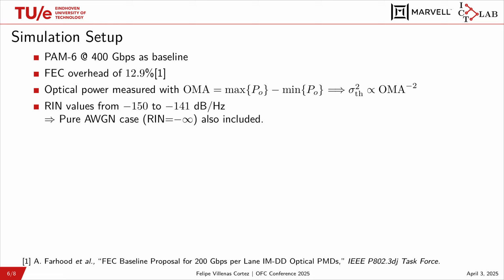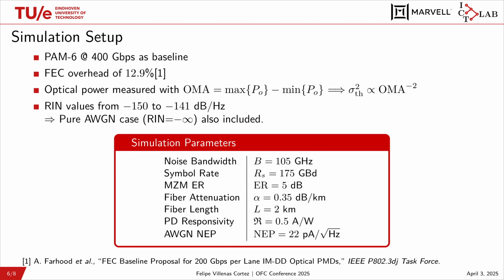And we also include a pure AWGN case, which is equivalent to the case where the RIN parameter tends to -infinity. The simulation parameters are given in the table here, which are a standard for the IMDD link shown here, to achieve the 400 gigabits per second.